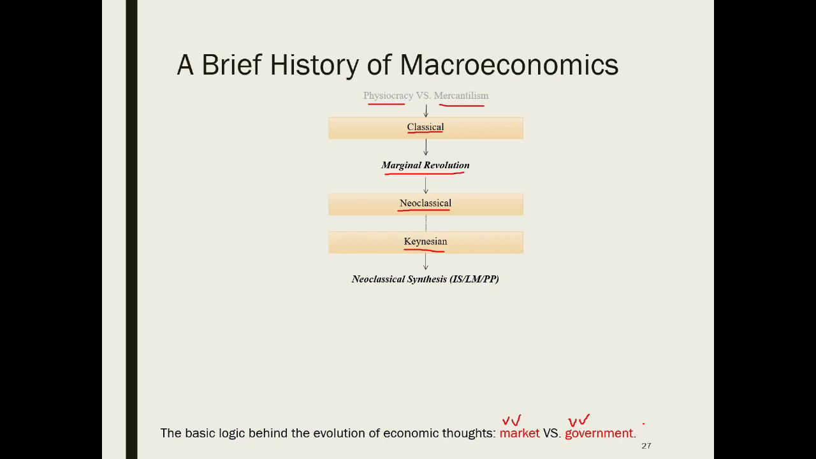Keynes's followers, like Hicks, combined the new classical mathematical models with Keynesian ideas and developed the IS-LM model. The PP here stands for the Phillips curve, developed by Phillips in the 1950s. This is also called the neoclassical synthesis because it combines the neoclassical and the Keynesian ideas. This synthesis leads to the mainstream economic models since the 1950s.